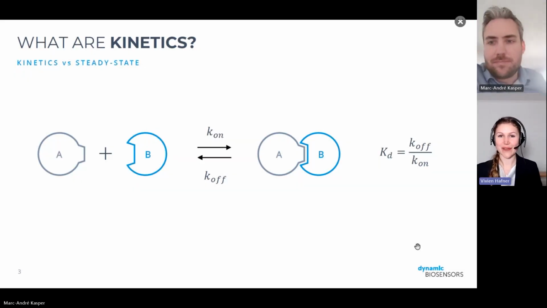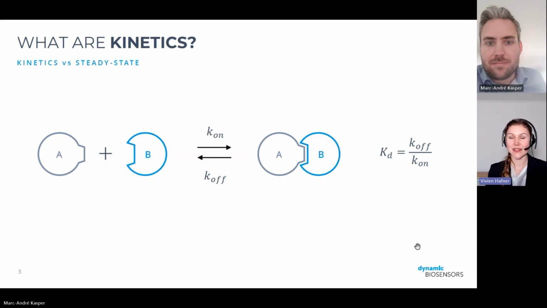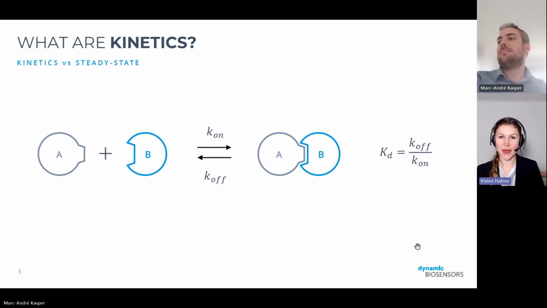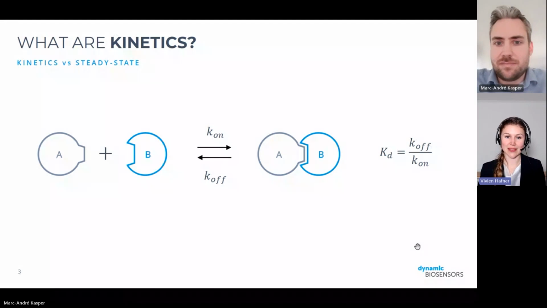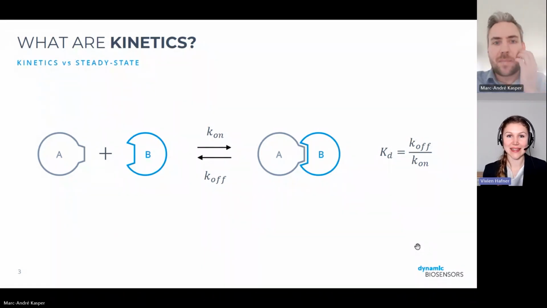For those of you who have never met Dynamic Biosensors, we are focusing on kinetic measurements. So we look at two interactants that interact with each other, and the interaction is usually described by the association rate K on and the dissociation rate in the unbinding event K off, and also the resulting affinity KD.